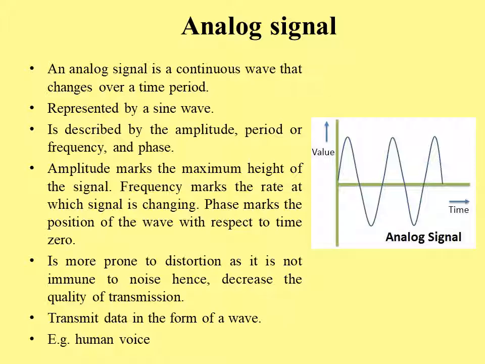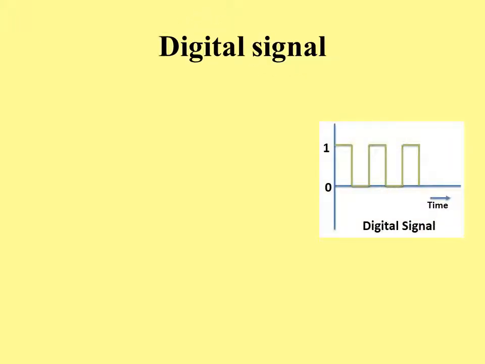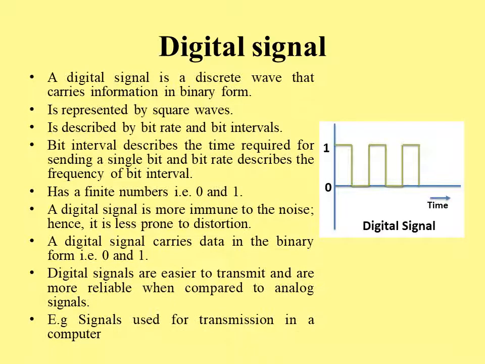Now, what is a digital signal? This is a basic diagram of a representation of a digital signal. A digital signal is a discrete wave that carries information in binary form. It is represented by a square wave as shown in the figure.